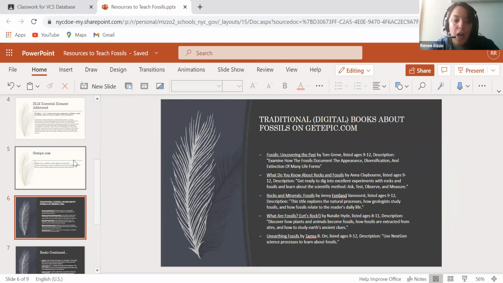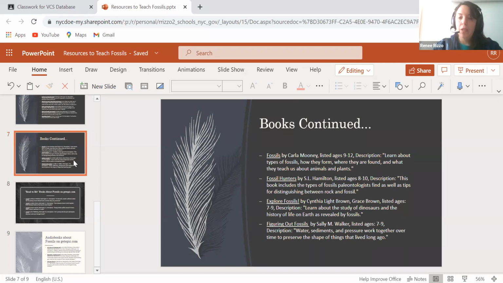Unearthing Fossils by Tamra B. Orr, listed ages 9 through 12. Description: Use next-gen science processes to learn about fossils. Books continued. Fossils by Carla Mooney, listed ages 9 through 12. Description: Learn about types of fossils, how they form, where they are found, and what they teach us about animals and plants.